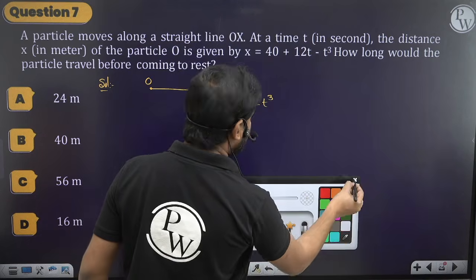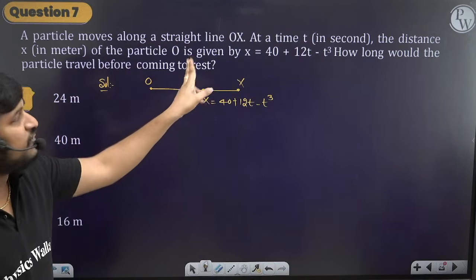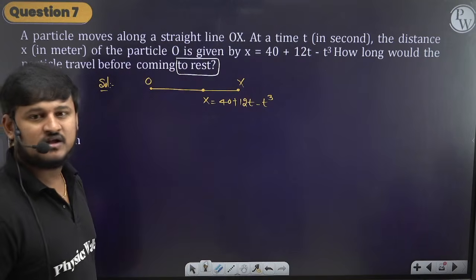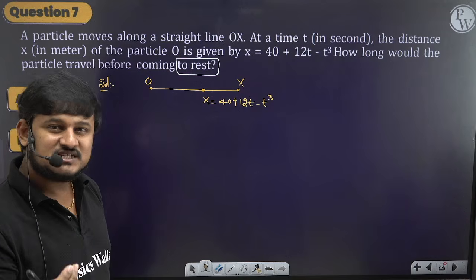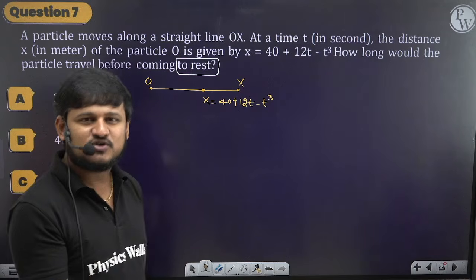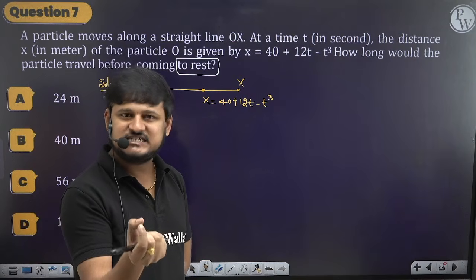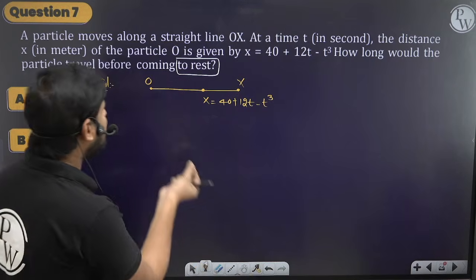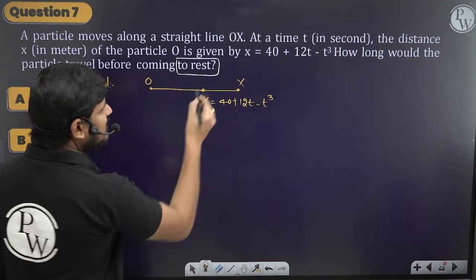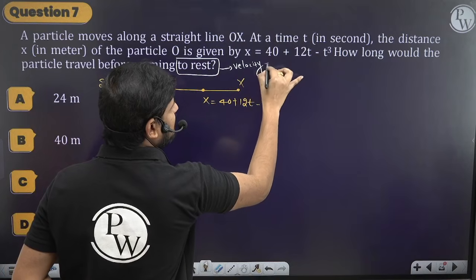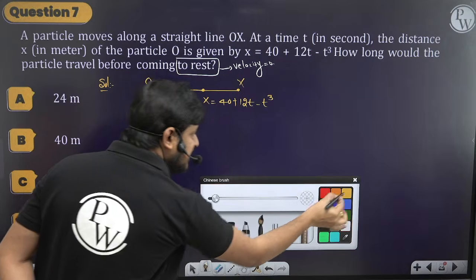See here, how long does the particle travel before coming to rest? So what is the hint given here, guys? Before coming to rest, that means its velocity is becoming 0, right? Coming to rest, understand the hints given in the question. If the body is coming to rest, then its velocity should be equal to 0. That's the hint you should catch.